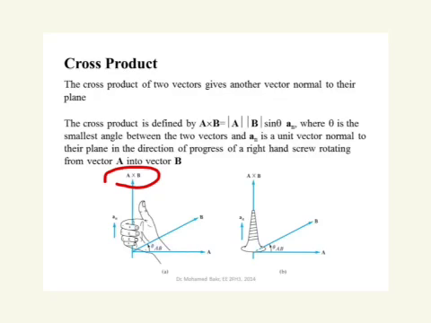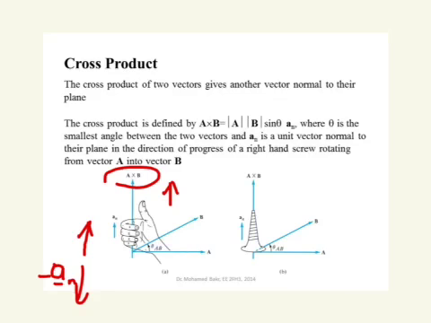One is pointing in this direction and another one is pointing in this direction. Which one should we pick? Of course, we apply the right-hand screw rule. When you rotate from A to B, the right-hand screw will move in the direction of AN, which is going to be in this direction. So for the A and B shown, it is going to be this one. The other direction, which is minus AN, is the direction of B cross A.